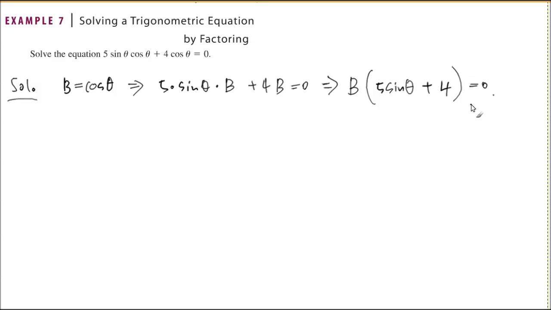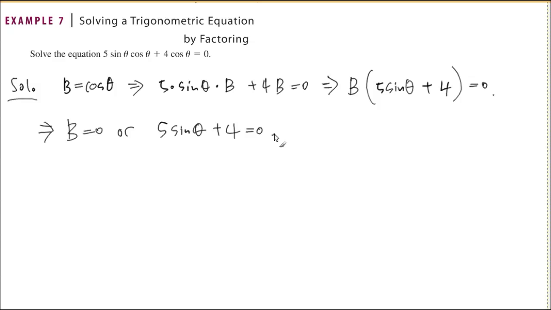So what is the conclusion from here? The logical conclusion that everybody has no doubt about is that either b is 0 or the second one, 5 sine theta plus 4, is 0. That's the only possibility. That's the merit of factoring when you solve an equation, right? When you factor a quadratic, that's the same idea. If you have a quadratic equation, you factor it into linear factors, then either one of the factors must be 0, and that gives you the typical method of solving an equation by factoring. Does that make sense? All right.